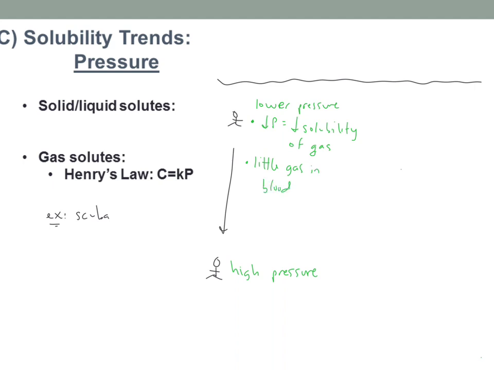Now, as you move to a higher pressure, that changes. Because now you've increased the pressure, which means you've also increased the solubility of that gas. And that in turn means that you have much more gas in your blood. And that's generally not a problem. It's usually not a problem for you to have higher amounts of dissolved gases in your blood. That's fine. At some point you can get nitrogen narcosis, but that's not what the issue is here.